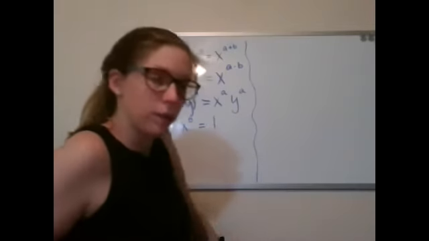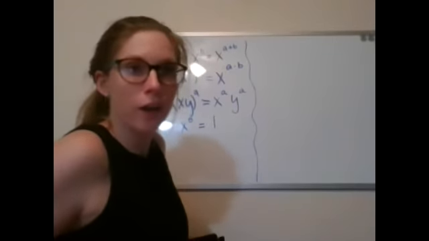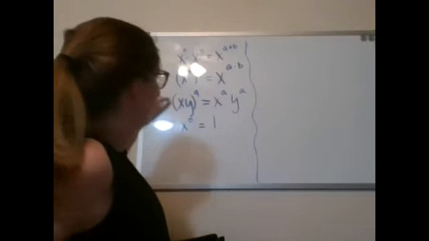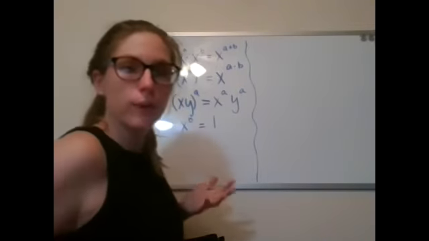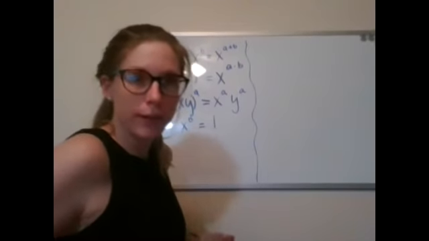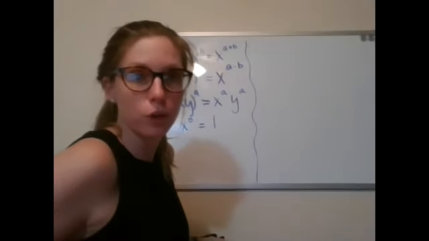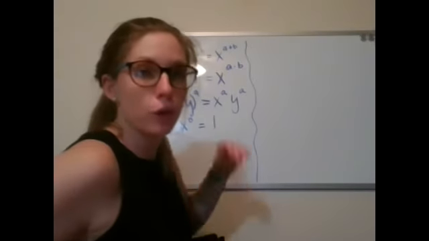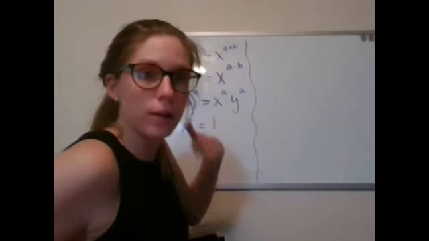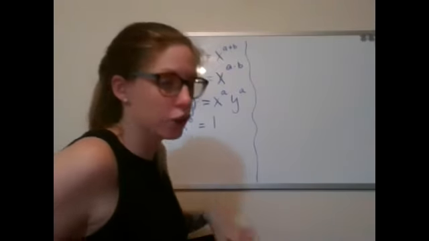The next one is called the power of a fraction rule. It's very similar to this one right here. So if we have a fraction and it's raised to an exponent, we can put it into both the numerator and the denominator. Remember, the numerator is the number on top of the fraction bar, and the denominator is the number on the bottom of the fraction bar.